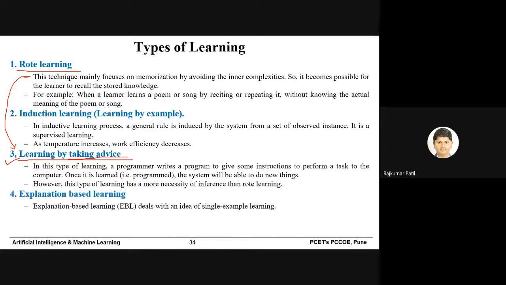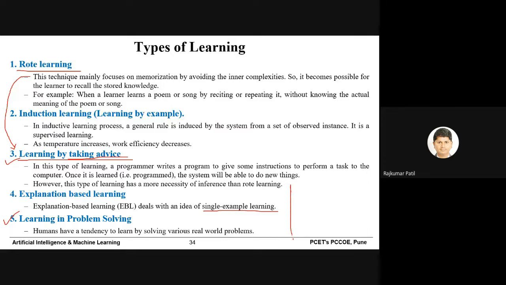Then explanation based learning. From the word itself, we can say that it deals with the idea of single example learning. Then learning by problem solving. Okay, so a simple example can be taken: we learn estimating the roots of an equation. Suppose you solve many problems to estimate the root of the equation by using the bisection method.